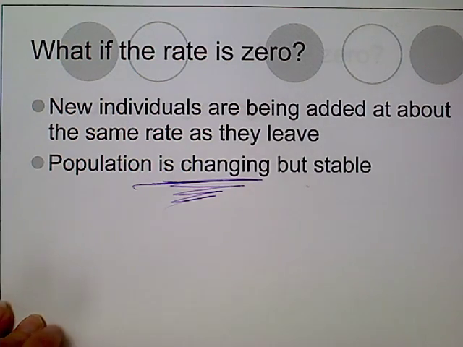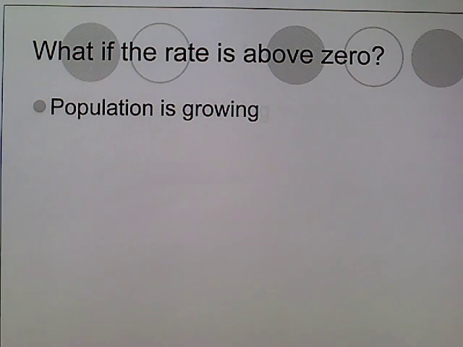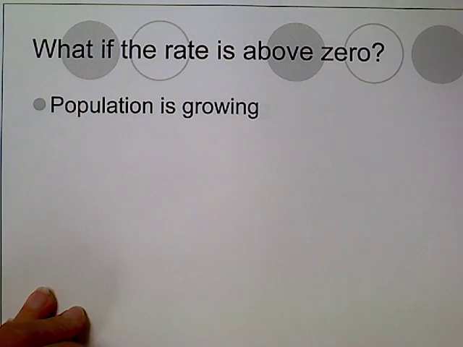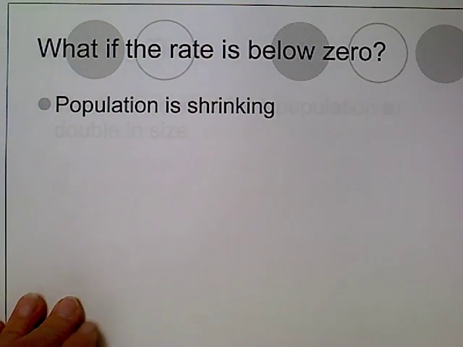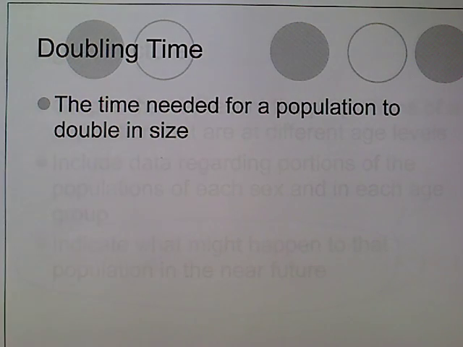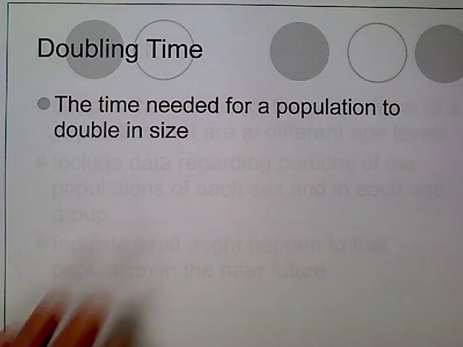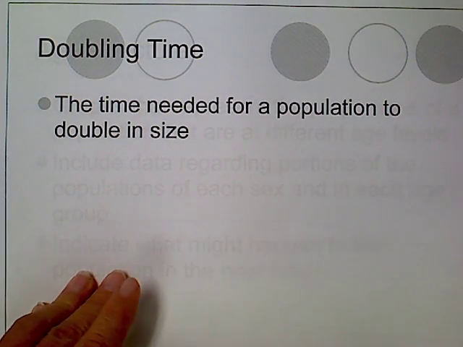All right? Your population is stable at this point, but you still have organisms coming and going just at about the same rate. If your rate is above 0, our population is growing. If our rate is below 0, our population is shrinking. Doubling time is the time that it takes for our population to actually double in size.